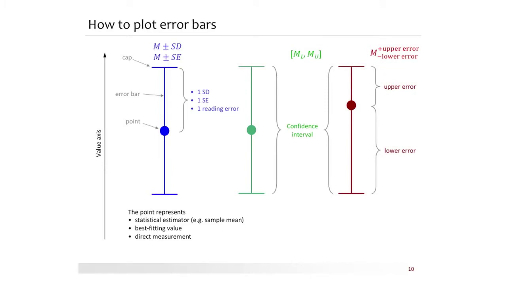Or you can write it down like this. The confidence interval might be, and quite often is, asymmetric. If you remember proportion and correlation coefficient, you usually get asymmetric errors. And if you want to write it down in a mathematical form as a number, this is what you do: m plus upper error, m minus lower error. So this will be the upper error, and that here would be the lower error.